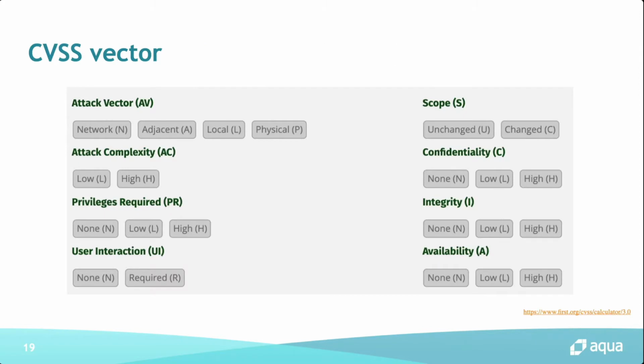A CVSS vector string consists of 8 elements called CVSS metrics. Each metric value is used to score the vulnerability. For example, attack vector. This metric reflects the context by which vulnerability exploitation is possible. This metric value will be larger the more remote an attacker can be in order to exploit the vulnerable component. In addition to attack vector, you can find privilege required, user interaction, and so on.